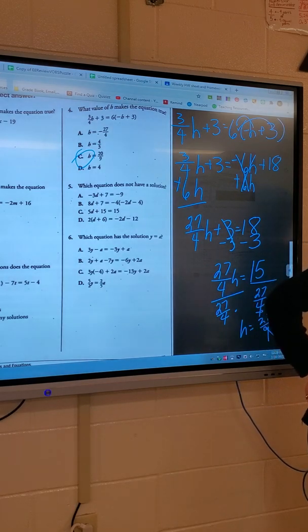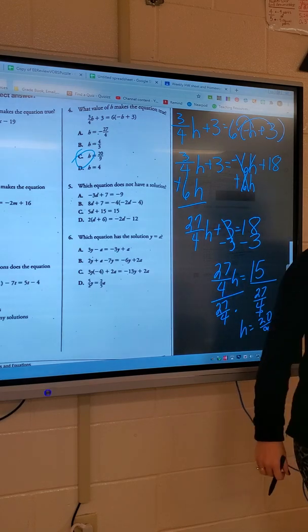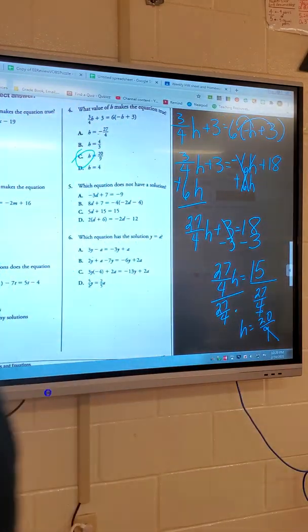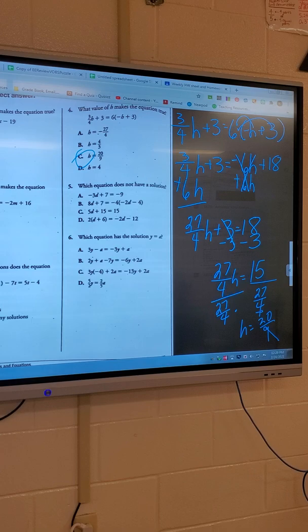When I did it in the calculator, it changed it to a decimal. So I have to keep changing it as a decimal. Well, but the decimal wouldn't have helped you because that's not how your answer choices are. Instead of getting 27/4, I got 6.75.